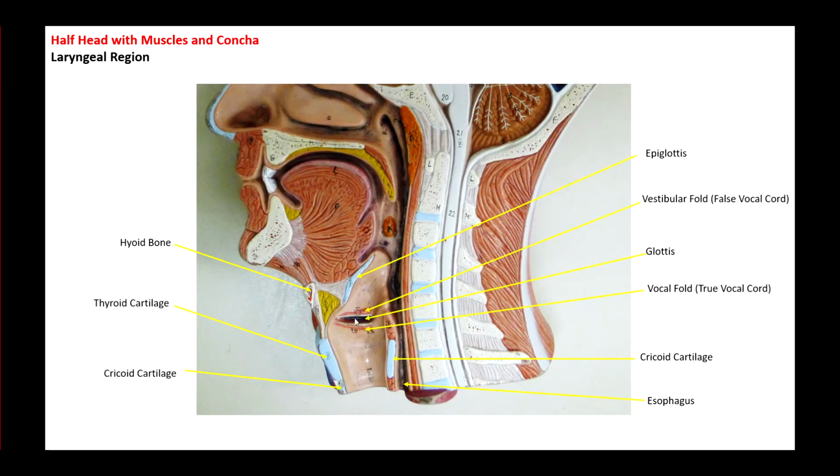So this opening right here is the glottis. This is where air is going to come down through the larynx. Above it we have the false vocal cord or the vestibular fold. Below it, this is the true vocal cord or the vocal fold. Both answers would be correct. Here's the esophagus right here. So we can see the esophagus is posterior to the trachea.